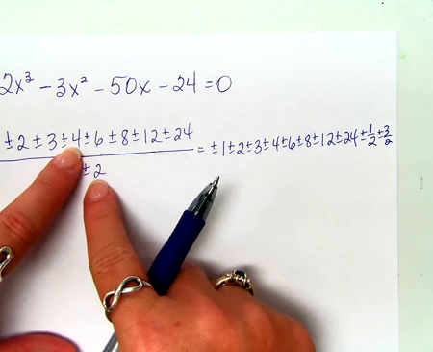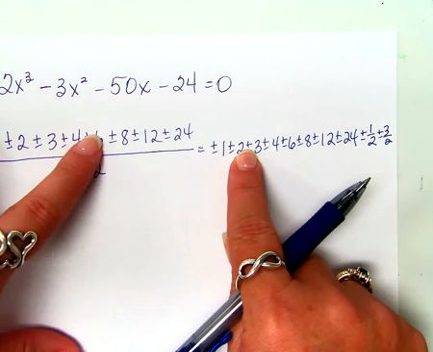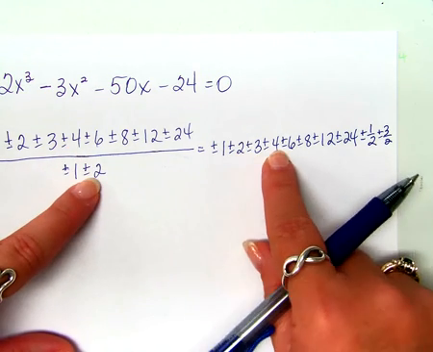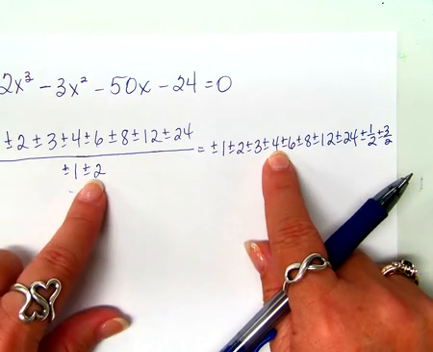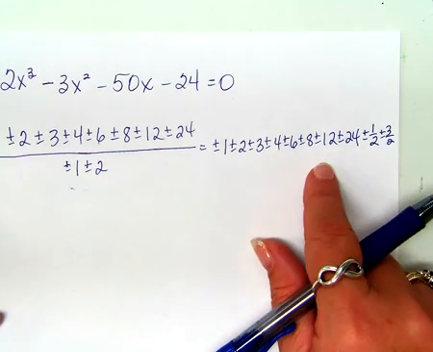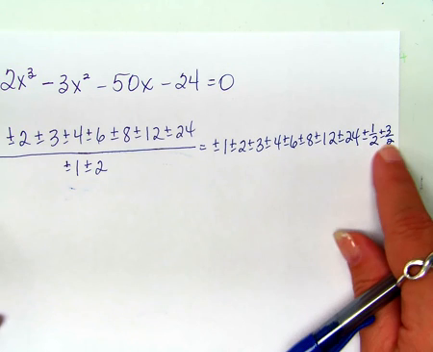4 divided by 2. I got it. 6 divided by 2. Okay, I got that. 8 divided by 2. Okay, I got that. 12 divided by 2. Got it. 24 divided by 2. 12. Okay, got that. So I do have some fractions this time, don't I?